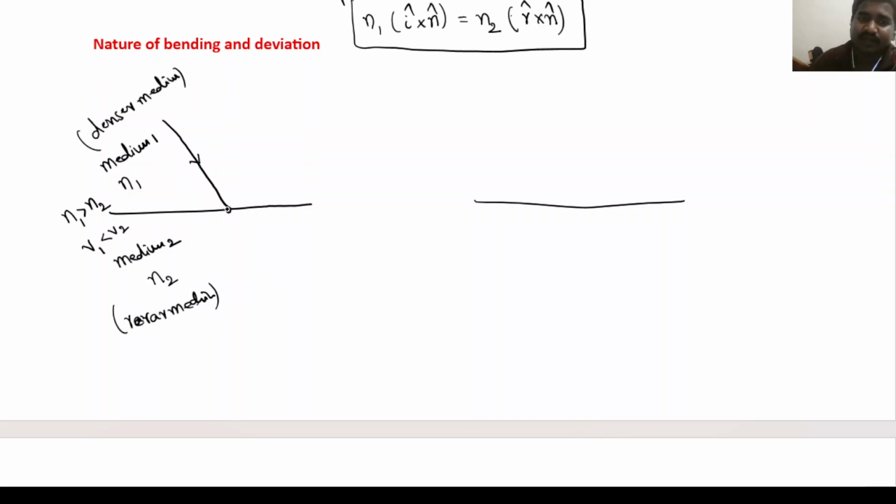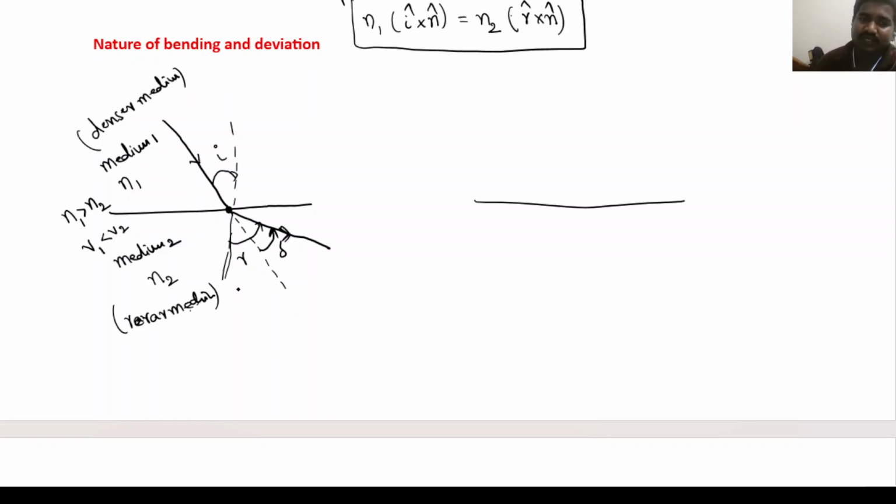Now, whenever light travels from rarer medium to denser medium, you make a normal. If the surface is not there, it moves in this direction. But because of the surface, the light ray will bend away from the normal, like this. Whenever a light ray travels from denser medium to rarer medium, the light ray will bend away from the normal. Here the incident ray makes an angle with the normal, which is the angle of incidence, and the refracted ray makes an angle with the normal, which is the angle of refraction. Then the light ray is deviated by a certain angle, and that is the deviation.